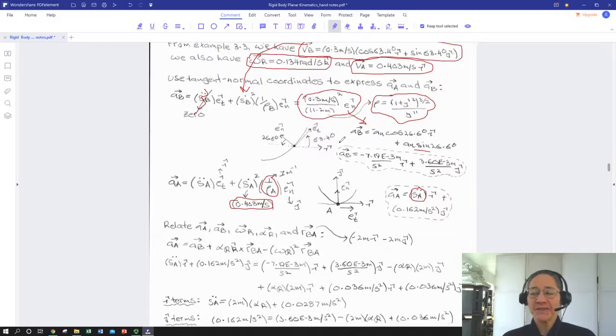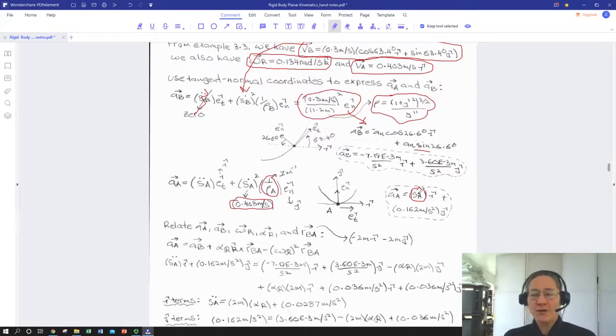Okay, A and B are on the same rigid body. We now have a full expression for the acceleration of point B with respect to our fixed reference frame coordinates. We have an expression for the acceleration of point A in terms of our fixed i hat, j hat coordinates, and we've only got one unknown in it.